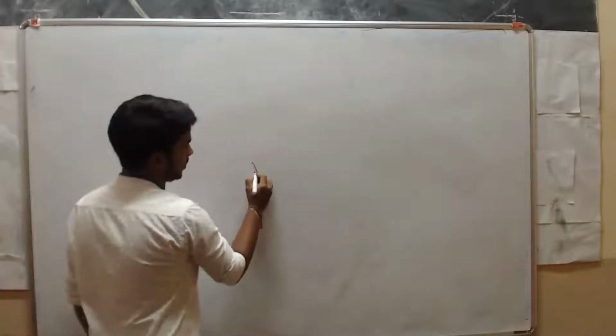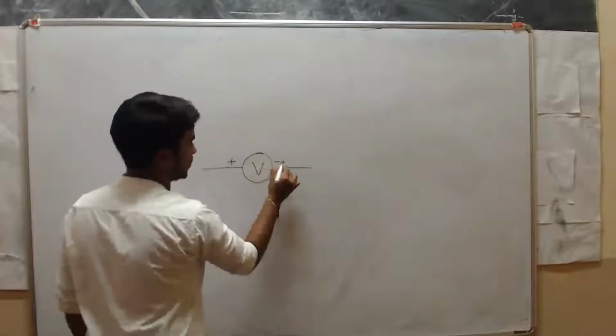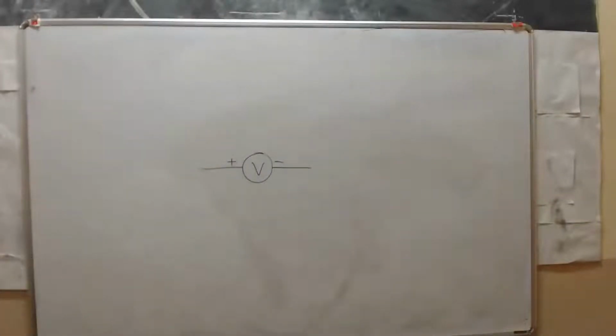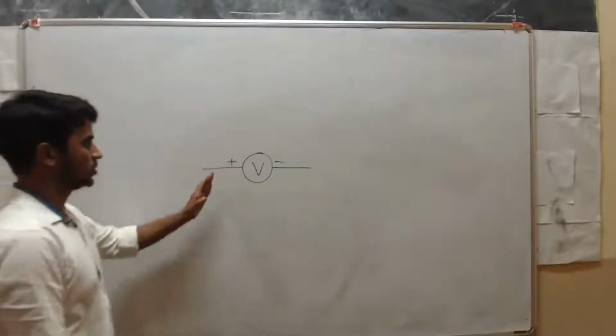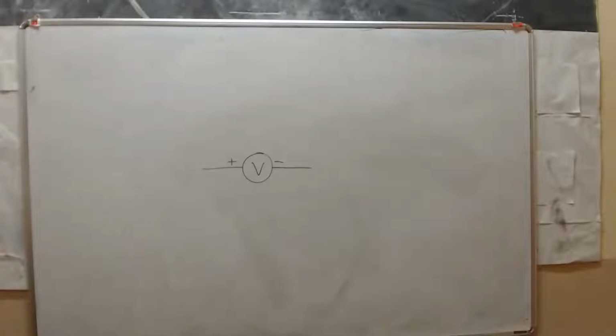Next, voltmeter. We'll discuss later what the use of voltmeter is. This is the symbol of voltmeter. Positive, negative. We use voltmeter to measure the voltage. Here also two terminals. One is positive and another one is negative.